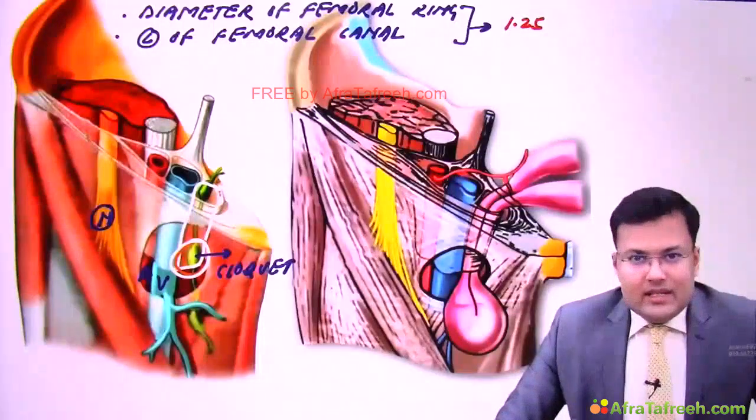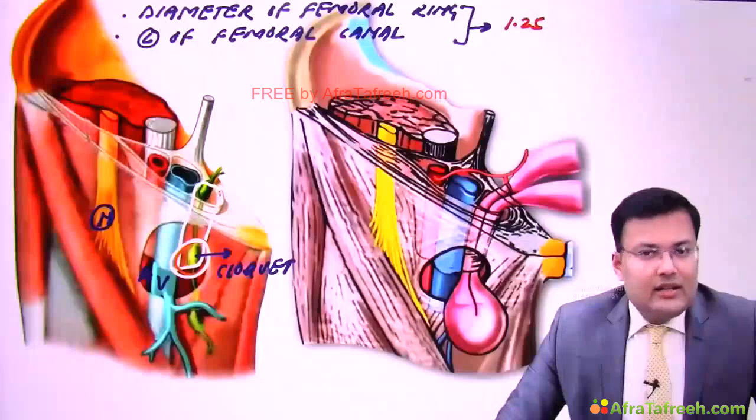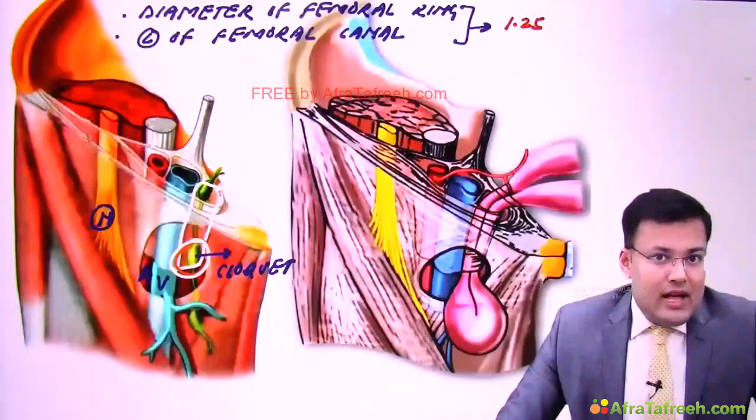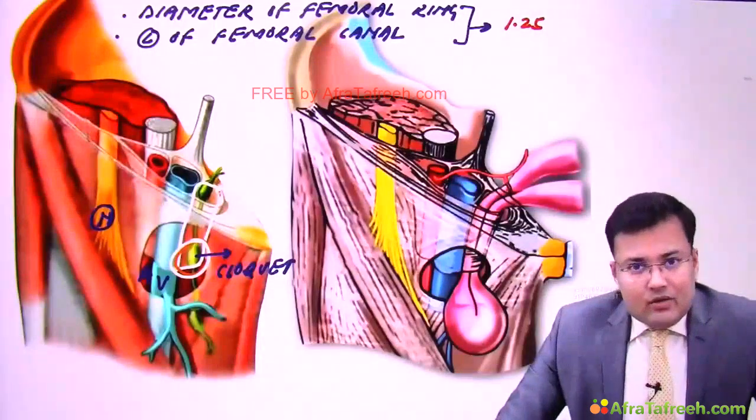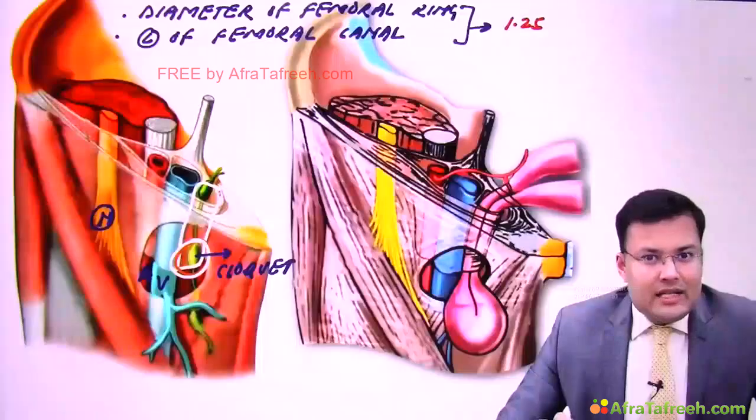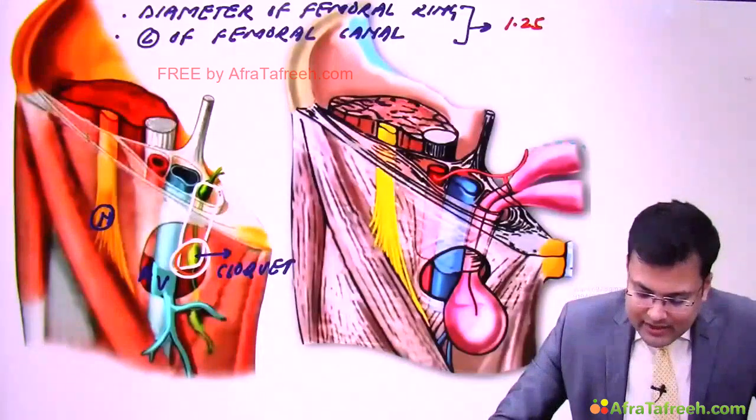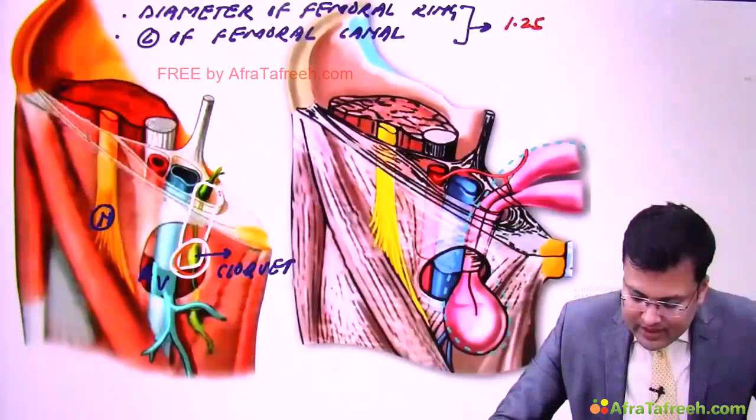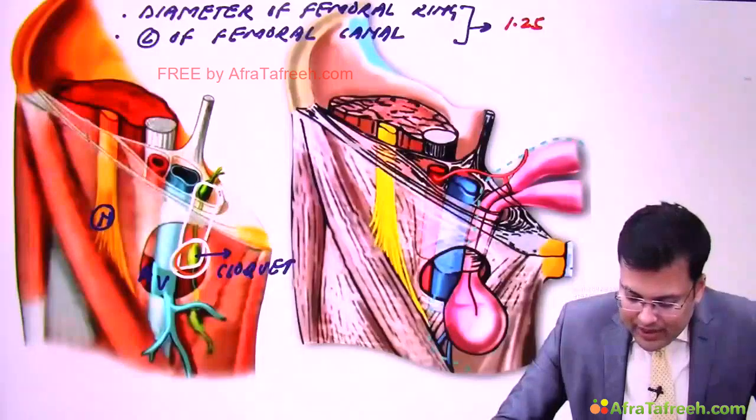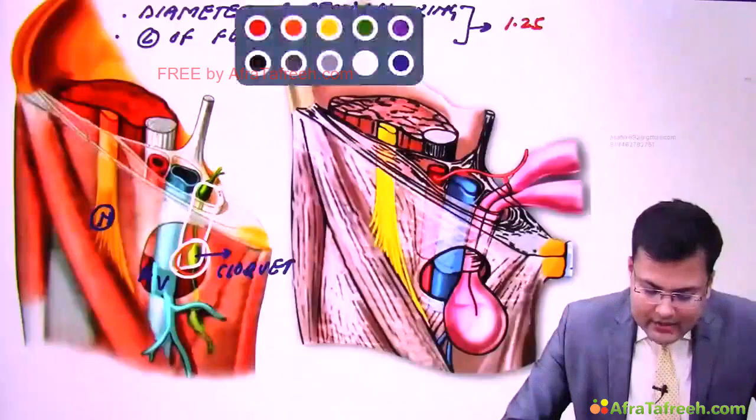Now the problem: since the canal is very narrow and rigid, whenever there is herniation or the patient has a femoral hernia, there is high risk of strangulation. And because of the high risk of strangulation, the surgery should be performed as early as possible after diagnosis. Can you see here, this is the bowel which is herniated in this femoral canal. Since it's narrow and very rigid, there is high risk of strangulation.